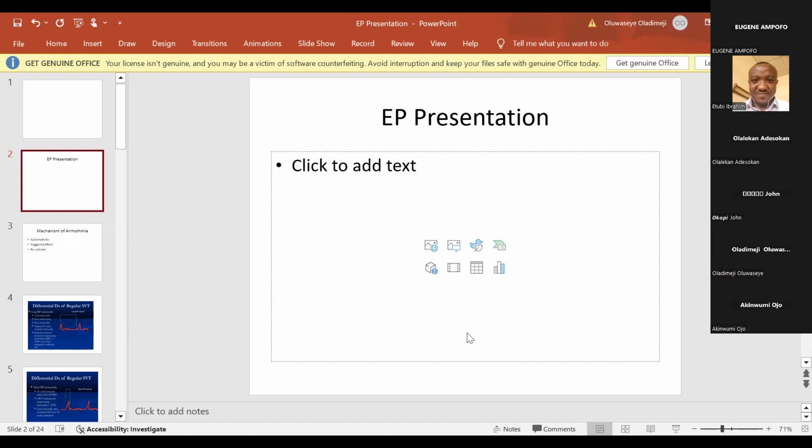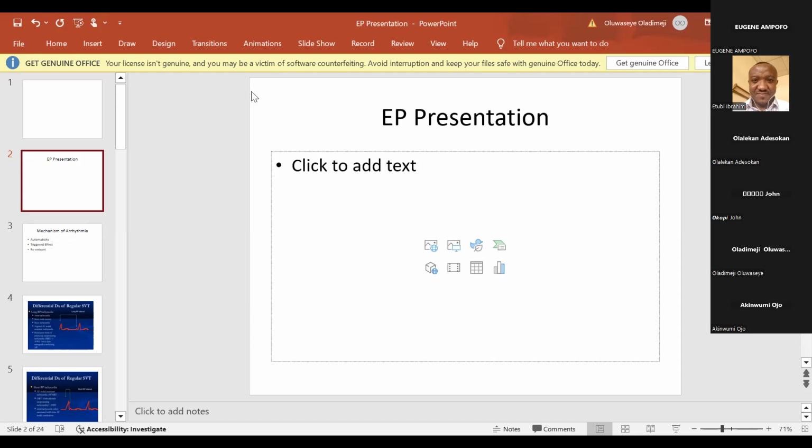EP can help even if it's a junctional rhythm, whatever it is. And also in bradycardia, it can help you diagnose whatever the type of bradycardia it is, either first degree block. You can diagnose that on EP. So, as I said, EP is diagnostic and therapeutic.